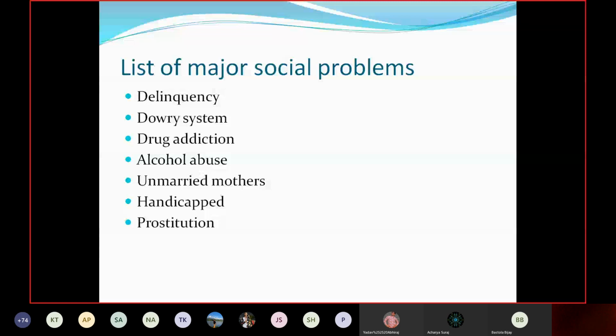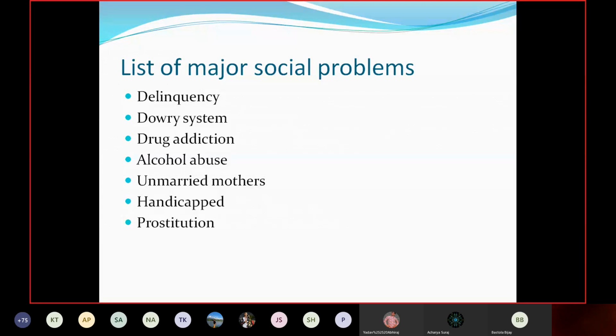What is delinquency? A delinquent is one who shows deviation from normal behavior in daily life. In other words, he is one who has committed an offense. For example, theft or sexual offense or murder or burglary, etc.